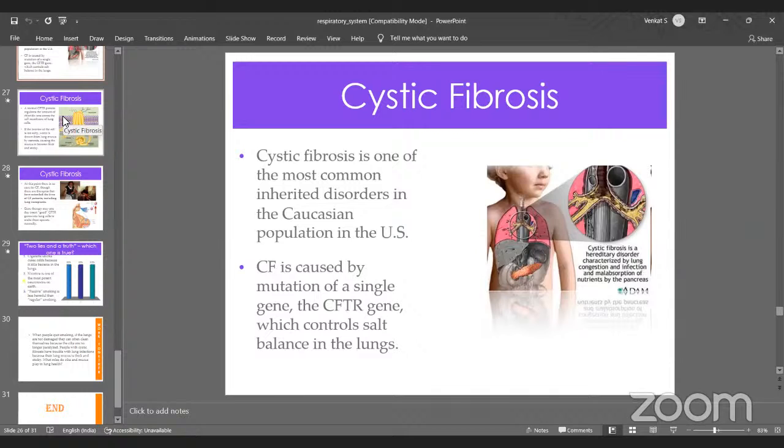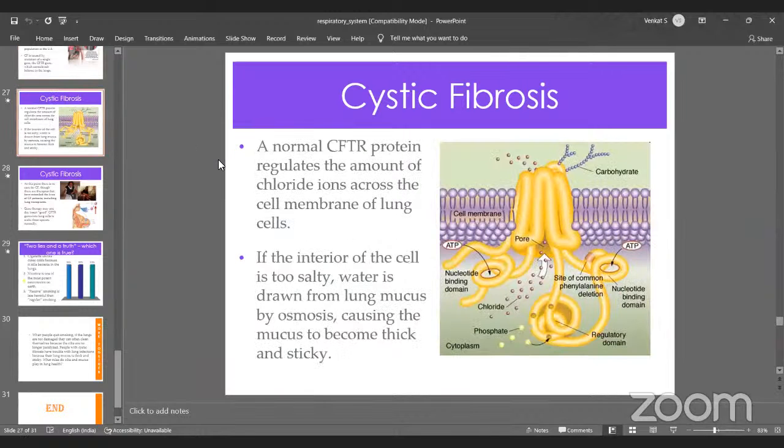Cystic fibrosis, CF, is caused by mutation of a single gene, the CFTR gene, which controls salt balance in the lungs. So this is very important, as it damages particular areas. In cystic fibrosis, a normal CFTR protein regulates the movement of chloride ions across the cell membranes of lung cells.